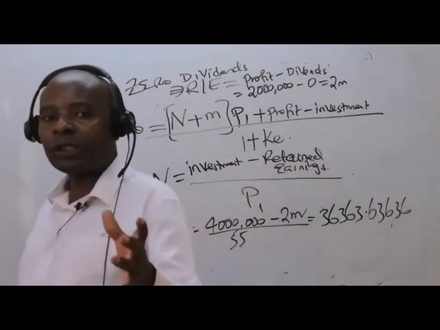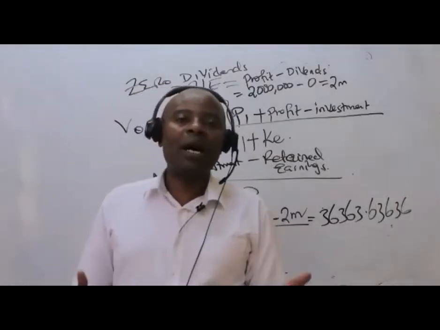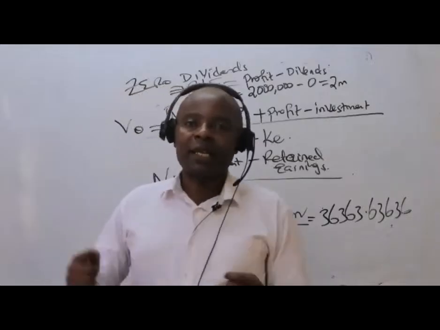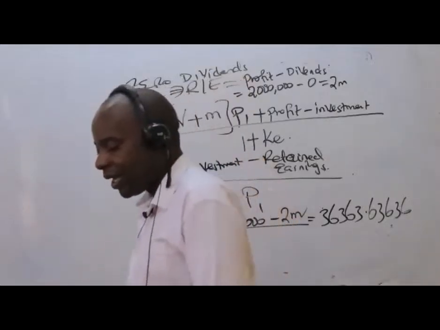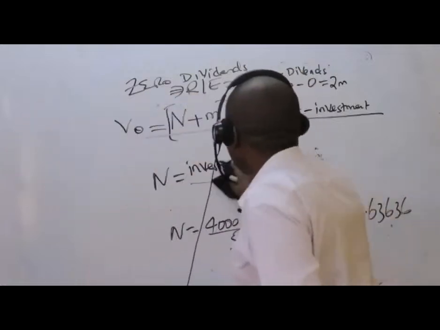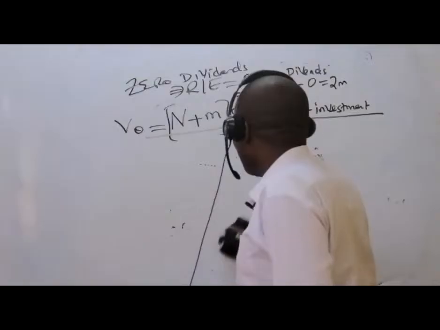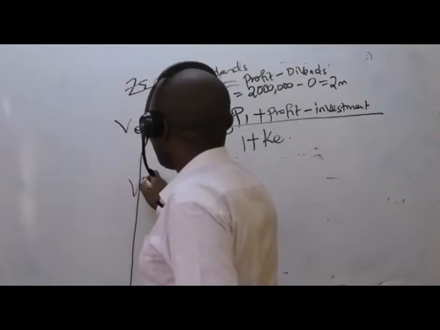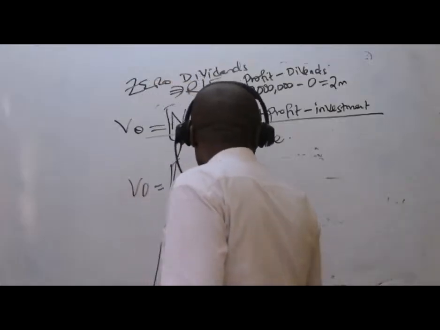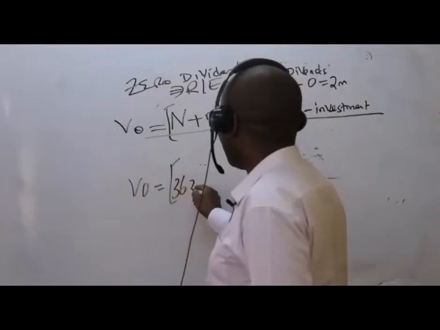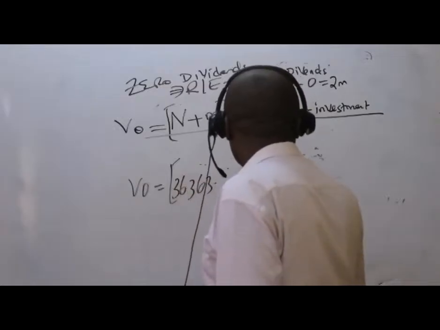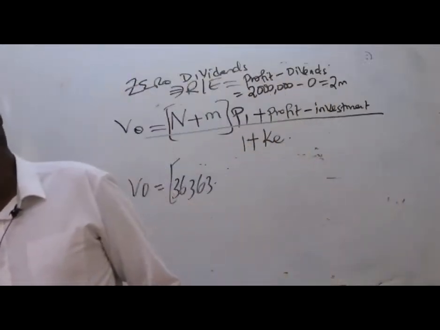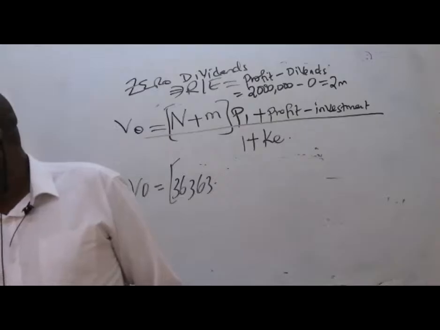So, ladies and gentlemen, having gotten that, my work will be about plugging in the formula here the figures that I have. Now I have everything. So my V0 here will be equal to the n that you gave me, this 36.363. Let me just read it again. The n that you have just given me.